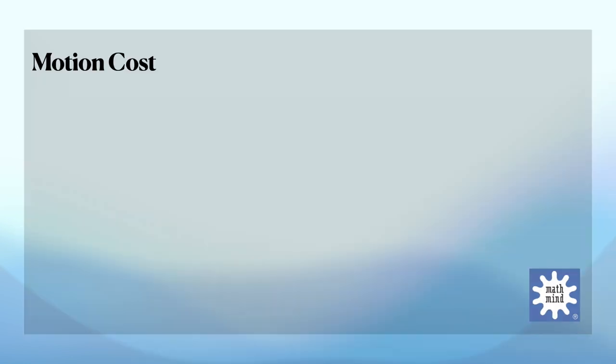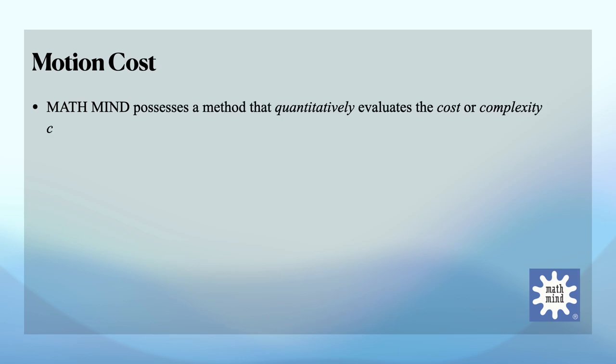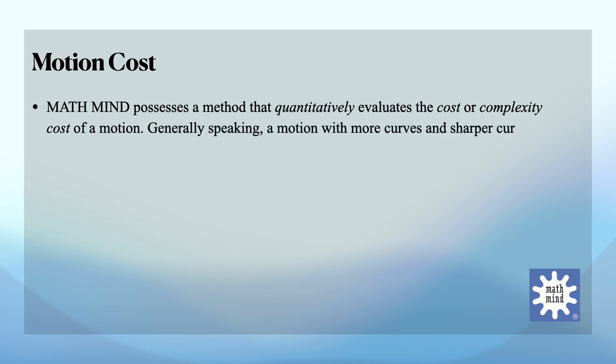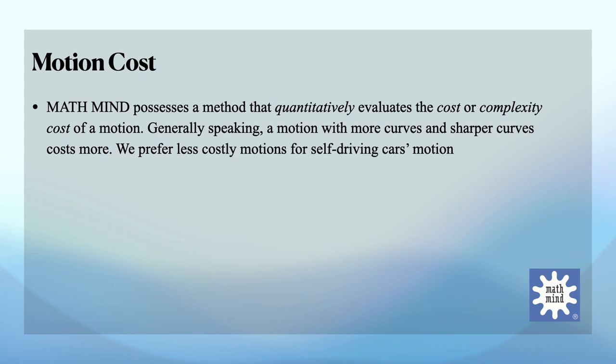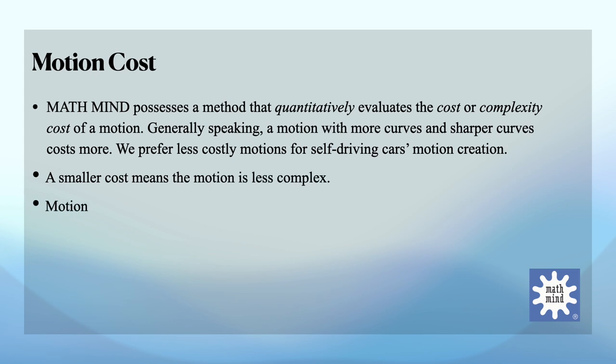Motion cost. MathMind possesses a method that quantitatively evaluates the cost or complexity cost of a motion. Generally speaking, a motion with more curves and sharper curves costs more. We prefer less costly motions for self-driving cars' motion creation. A smaller cost means the motion is less complex.